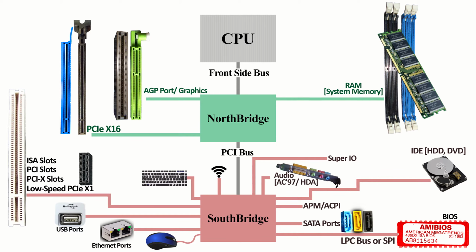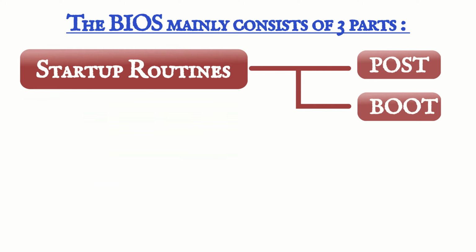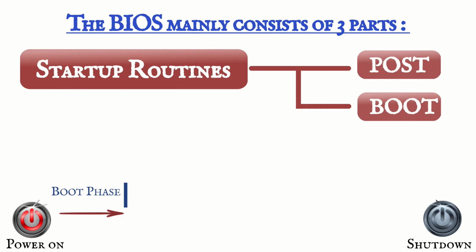The physical interface between the BIOS and the chipset is usually a relatively low bandwidth bus. For many years, it was the LPC or FWH bus. Intel later began using SPI for the BIOS interface on their newer chipsets. The BIOS mainly consists of these 3 parts: startup routines, service handling routines, and hardware interrupt handling routines. Startup routines comprise the POST and boot routines, which are used only during the startup process.